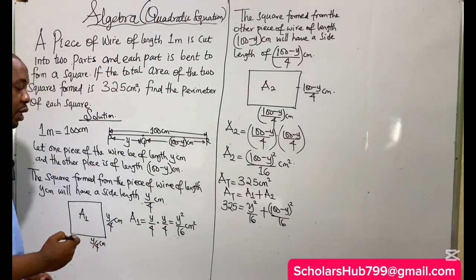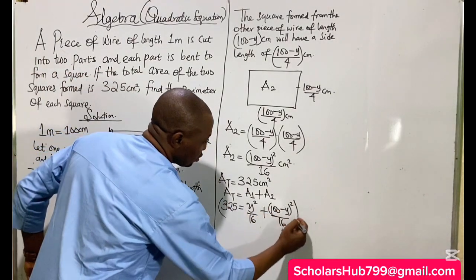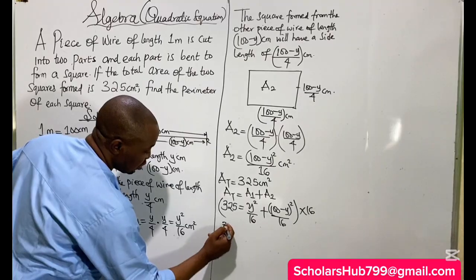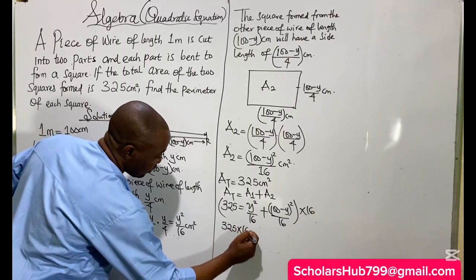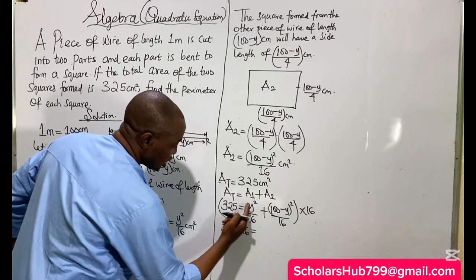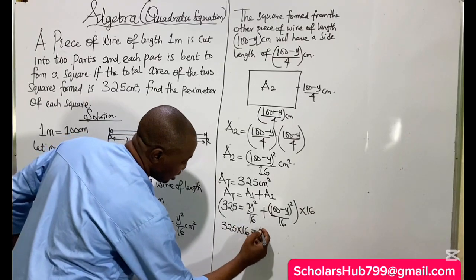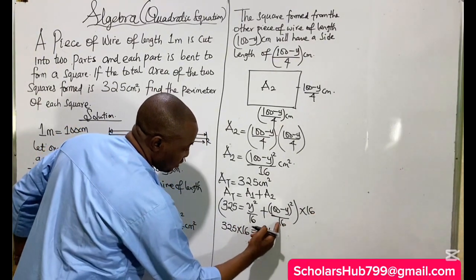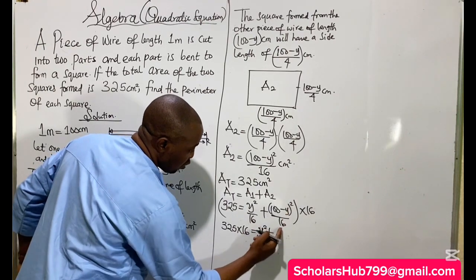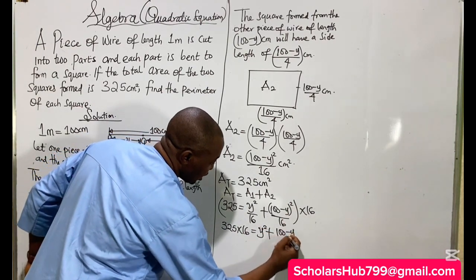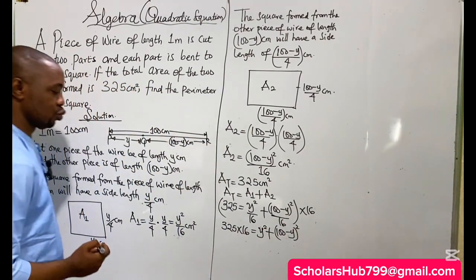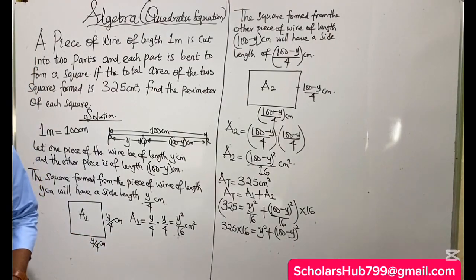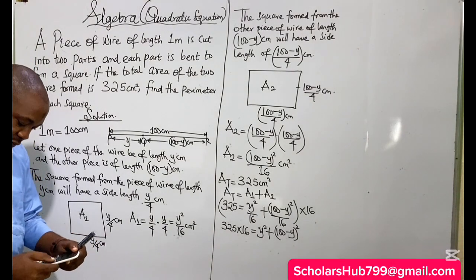So we can multiply this equation by 16. This will be 325 multiplied by 16. Now 16 multiplied by y squared over 16 will be y squared. Then 16 multiplied by 100 minus y squared over 16 will be 100 minus y raised to the power of 2. So let's get the value for 325 times 16.